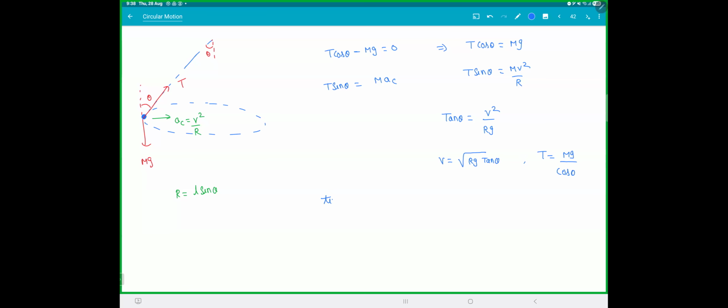What is time? Time is nothing but circumference, which is 2 pi r, by speed v. r is L sine theta. v is root of r g tan theta. r is again L sine theta, g tan theta. This turns out to be 2 pi root over L by, that will be sine by cos, sine will cancel, L cos theta by g. There. That's your time period, everyone. Clear with this?